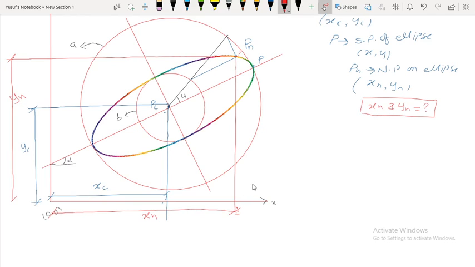Xn and Yn are the point on the ellipse. If you change the parameter u from 0 to 360, we will get the points on the ellipse. So you have to calculate Xn and Yn. First I will draw a line from Pn.